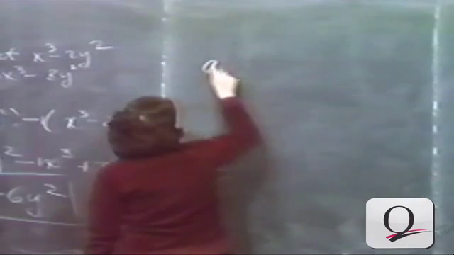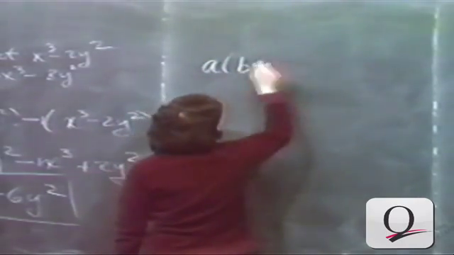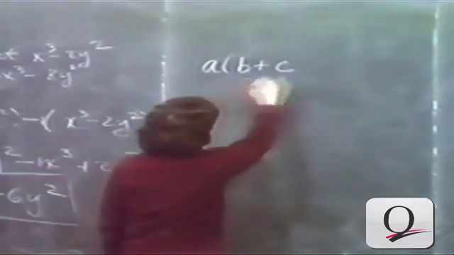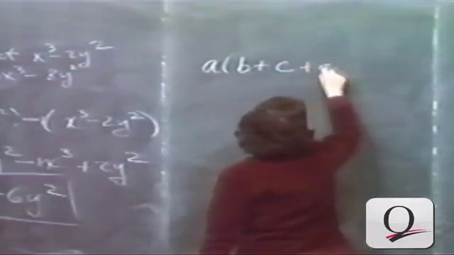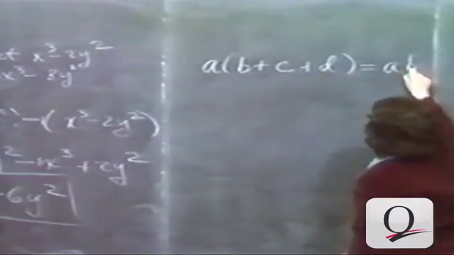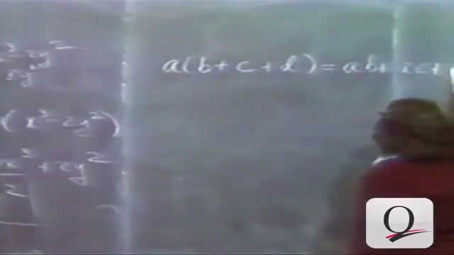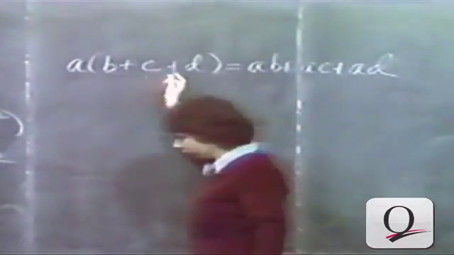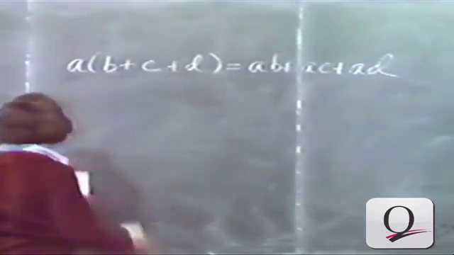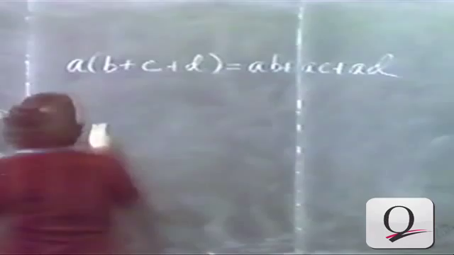You've seen the distributive law, a times b plus c is a times b plus a times c. It can also extend to more than two terms in here. For example, a times b plus c plus d is really a times b plus a times c plus a times d. And if you had more than three terms, it would work the same way. Okay, this is how we're going to handle multiplication by one term.